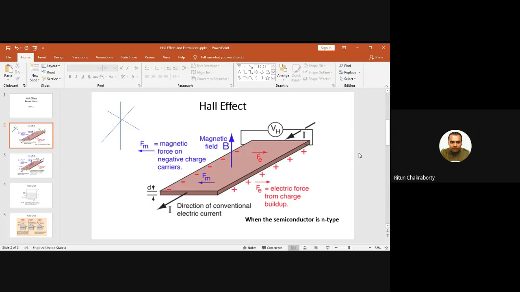Because of this Lorentz force, electric force and magnetic force, what is happening? Charges are being separated, and this separation of charges is the actual reason why a voltage develops. So charges are separated, so there will be a potential difference between the two ends of the surface, and this potential difference gives rise to Hall voltage. I hope you understood how Hall voltage is generated, more or less.